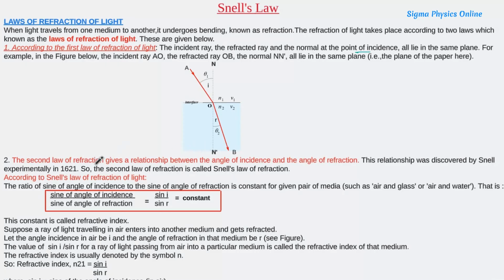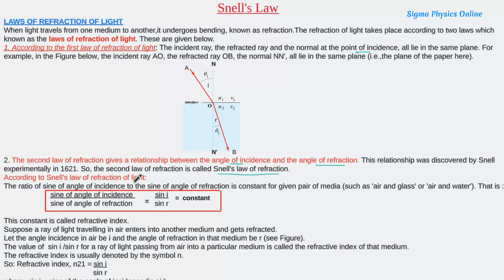Now let's go to the second law. The second law of refraction gives a relationship between the angle of incidence and the angle of refraction. This relationship was discovered by Snell experimentally in 1621. So the second law of refraction is also known as the Snell's law of refraction. So now what is Snell's law?